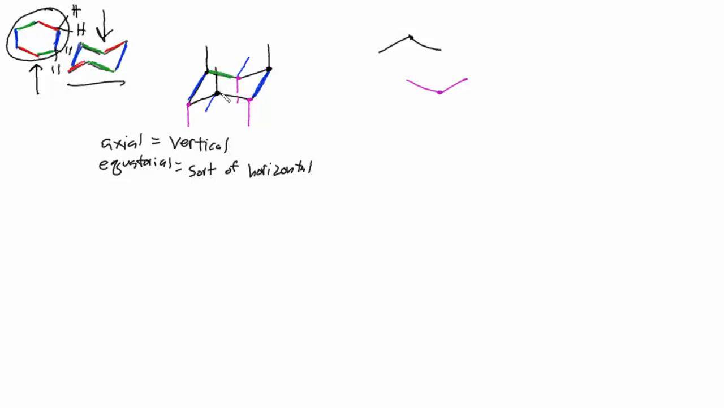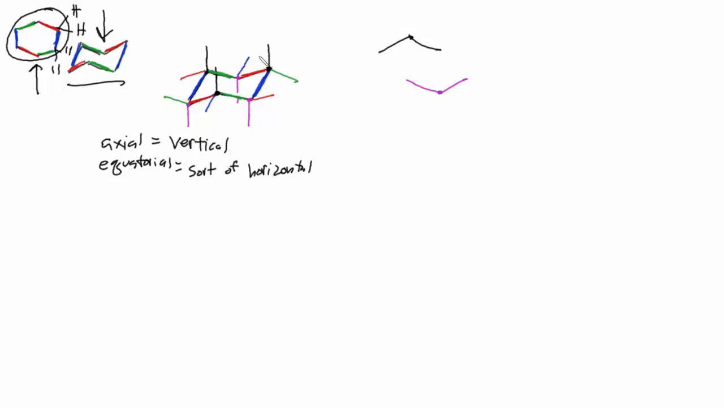If I look at my parallel green bonds that I originally showed you a few minutes ago, this equatorial bond is parallel to the green bonds. It's downward facing. This equatorial bond is parallel to the green bonds and it is upward facing. And lastly, the red. The red bonds have an equatorial and upward facing substituent there, and a downward-facing equatorial substituent right there.